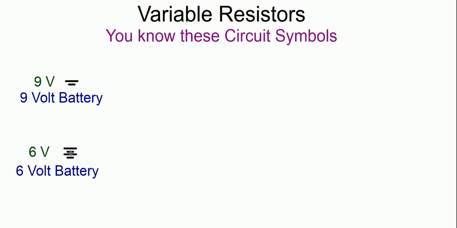Now there are two for battery, aren't there? That little guy with 2 lines and that larger guy with 4 lines. The MCAS will use both. They use the second one more commonly. So this is a 9-volt battery and a 6-volt battery.